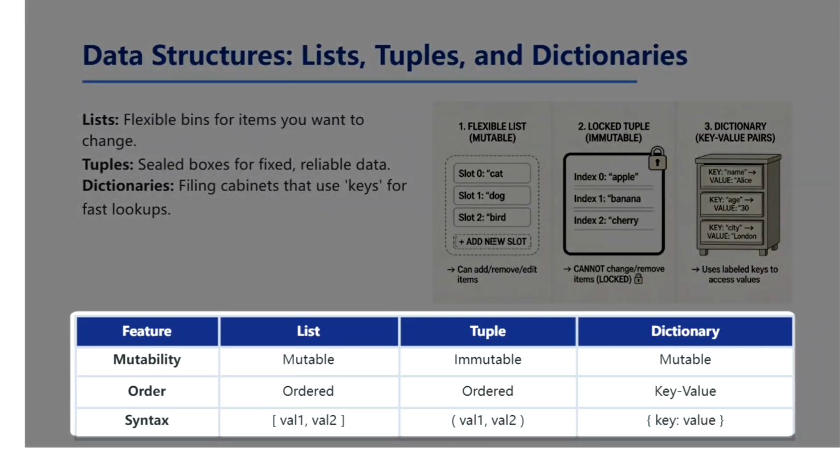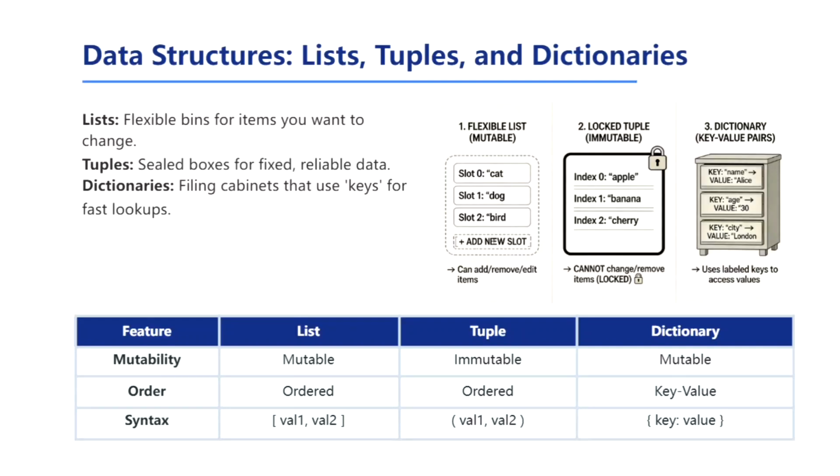Dictionaries are the third major player here. Unlike lists, they don't rely on numerical order. Instead, they use key-value pairs. It's like a real-world dictionary. You look up a specific key, the word, to instantly find its value, the definition. This makes dictionaries incredibly fast for data retrieval. Choosing between these three often comes down to a trade-off between flexibility, speed, and data safety. Understanding these nuances is what separates a beginner from a professional Python developer.